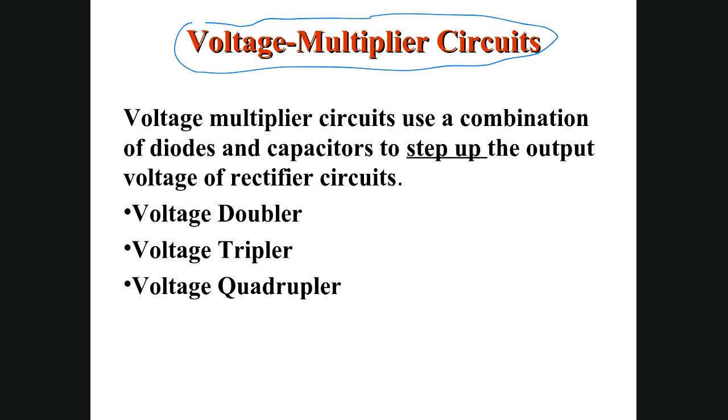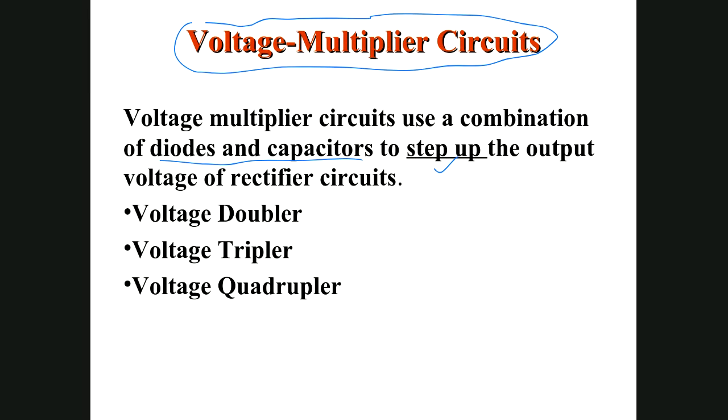It happens, and we sometimes need different voltages. So designing a different circuit for each different voltage is complicated. So this voltage multiplier is an easy way to design circuits which will give you in the output more than the input. For example, if you see the definition, voltage multiplier circuits use a combination of diodes and capacitors to set up the output voltage in the rectifier circuit.